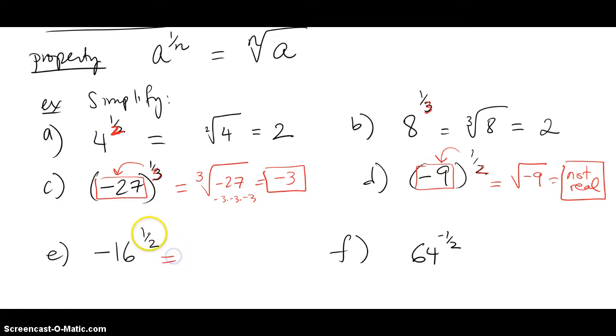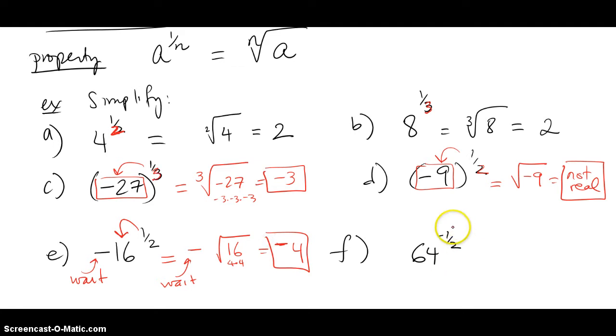Now this time, pay attention to the half, which applies only to the 16, and the negative is going to wait outside. E is different than D because D had the parentheses, so everybody got raised to the 1/2. What I end up with here is the square root of 16 with the negative waiting outside, because the half only applies immediately to 16. Well, this we know is 4 times 4 gives me 16, so a 4 pops out, and then the negative waits in front of it. So E is different than D.